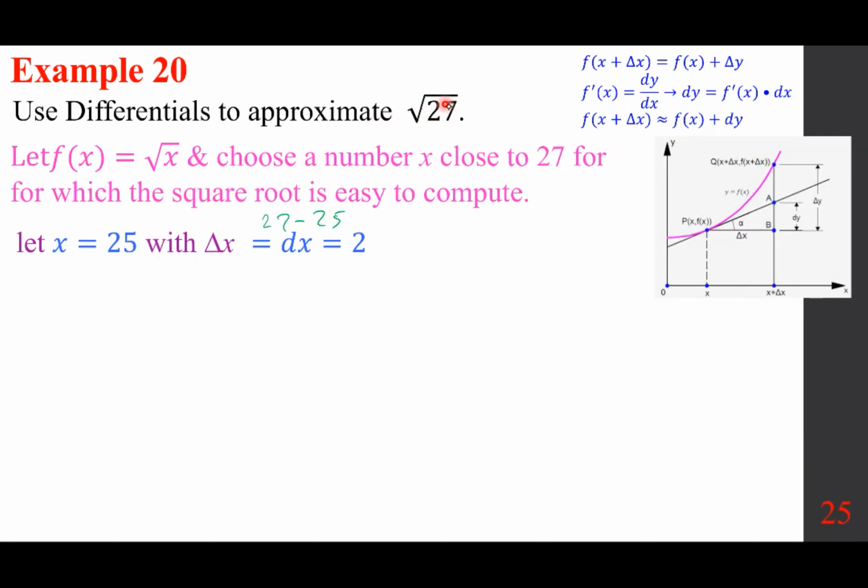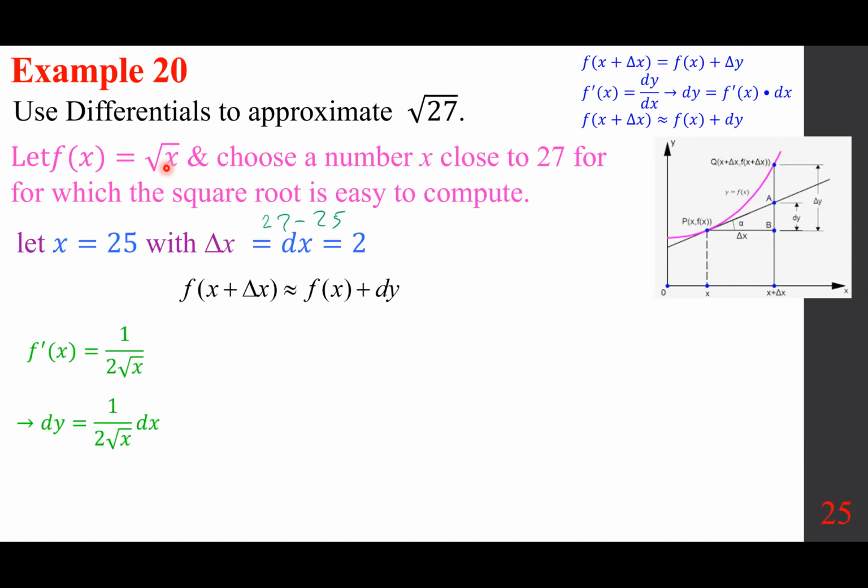So f(x + Δx) is approximated by f(x) + dy, where f(x) is the square root of x, and to differentiate that, we get 1 over 2 square root of x. I want to remind you how it's done. This is x to the power of 1/2. So f' is 1/2 x to the power of 1/2 minus 1, which makes it x to the power of −1/2, which is 1 over 2 square root of x.